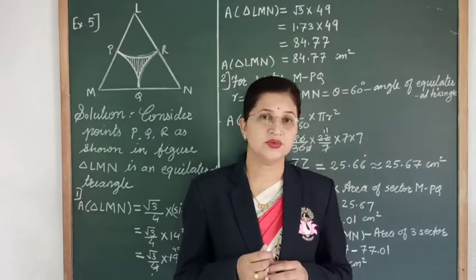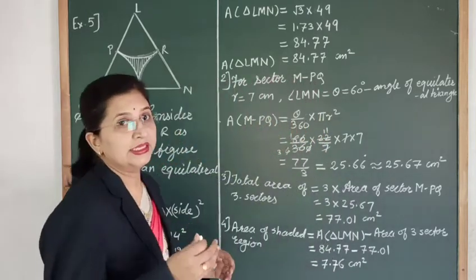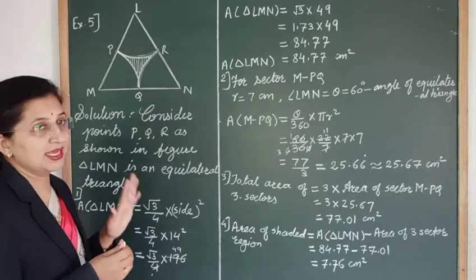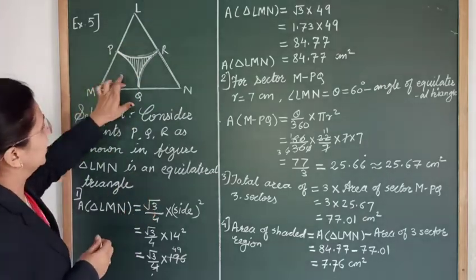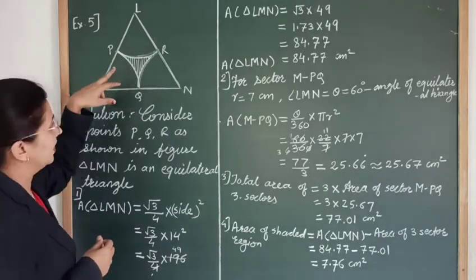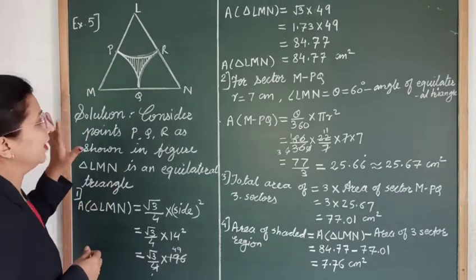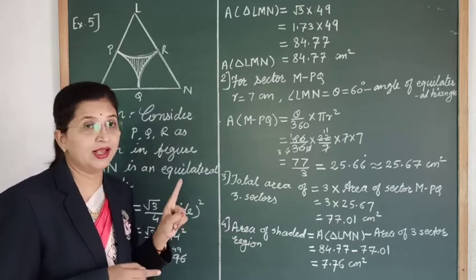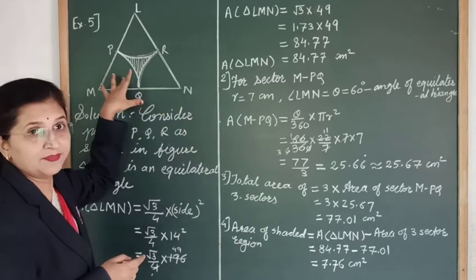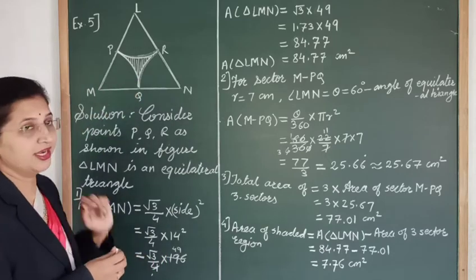Dear students, in this question we are given an equilateral triangle which is divided into 3 equal sectors. Triangle LMN is an equilateral triangle divided in these 3 sectors. To make the names of the sectors clear, let's take the points P, Q, R as shown in the figure. Here we are asked to find first the area of triangle LMN, then the area of one of these sectors, then the area of all the 3 sectors, and at last the area of the shaded portion.